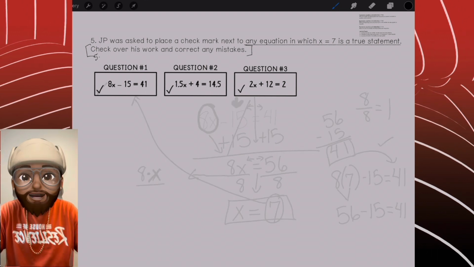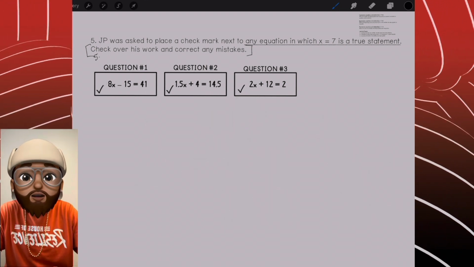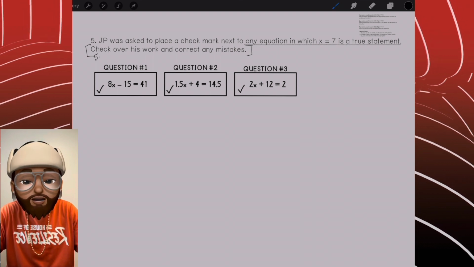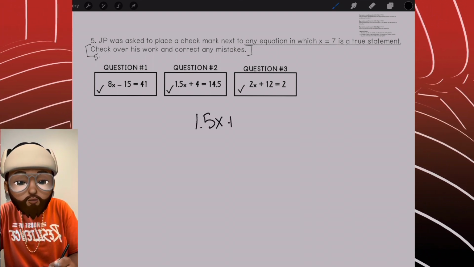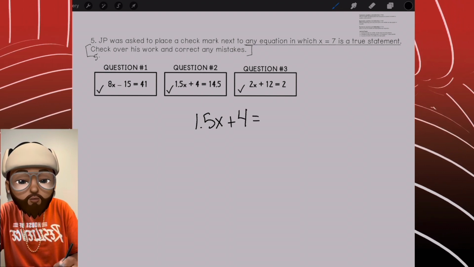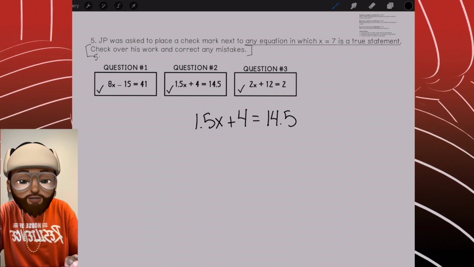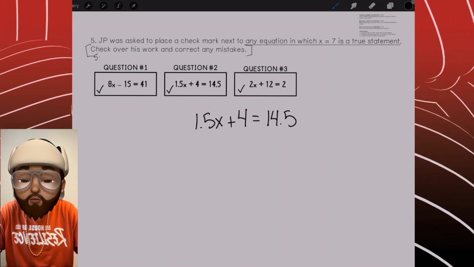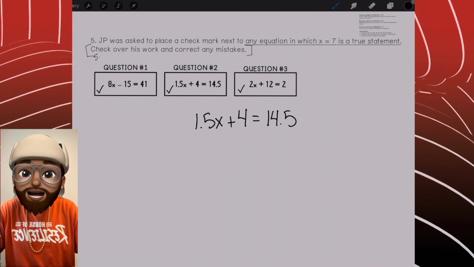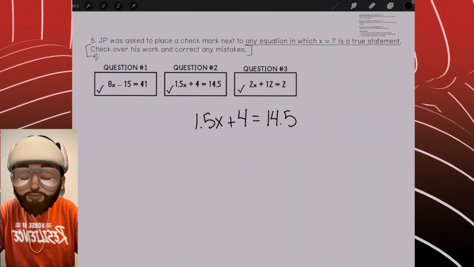Good job. All right, let's check question number 2 now. Question number 2's equation is 1.5x plus 4 is equal to 14.5. So we're going to handle this in the exact same way. We're going to be isolating to find out what 1x is.